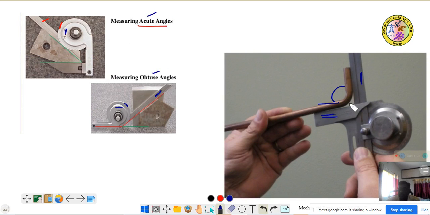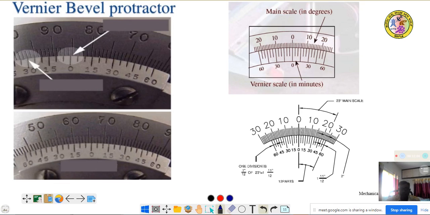So keeping like this, this is main scale. This is vernier scale. So how to measure vernier bevel protractor? ಈ ತರ ಇರುತ್ತೆ ನಮ್ದು vernier bevel protractor.